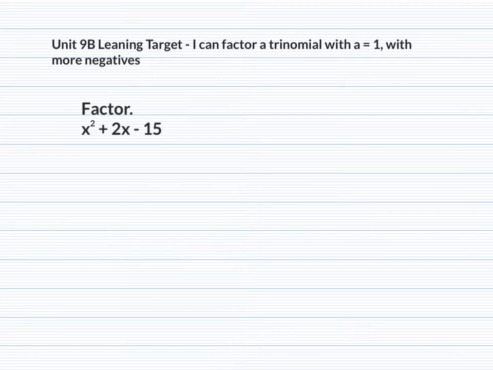I can factor a trinomial with a equal to 1 with more negatives. It's a continuation of the work we were doing in class or that you saw in the other video. So we still have the form ax squared plus bx plus c. That's our basic quadratic form.